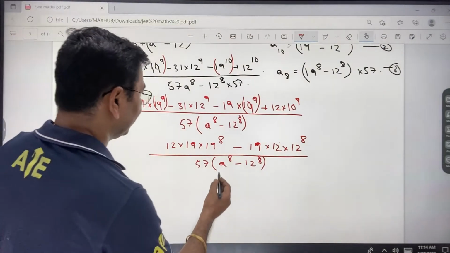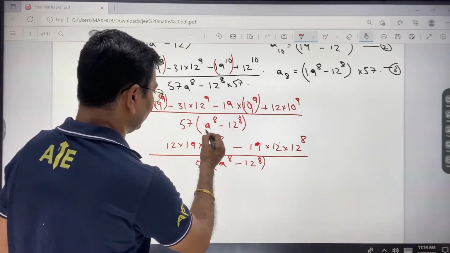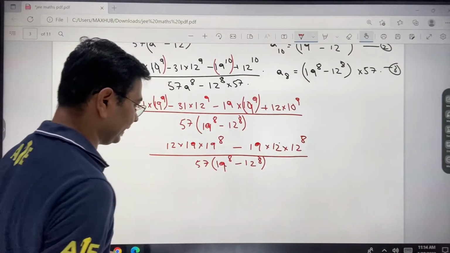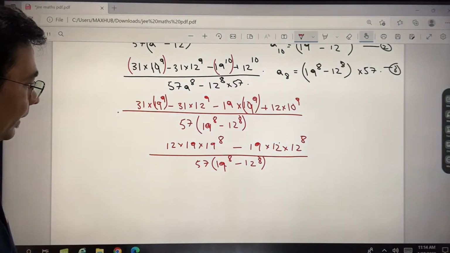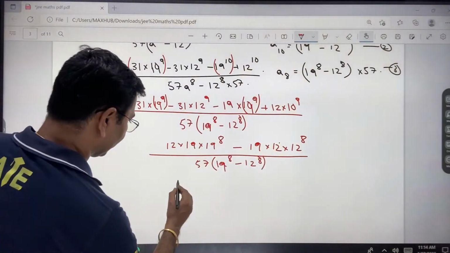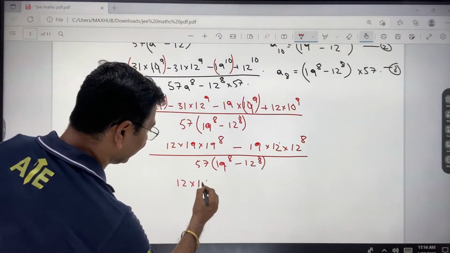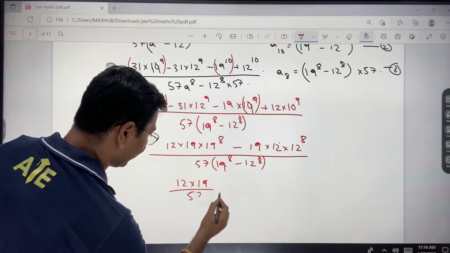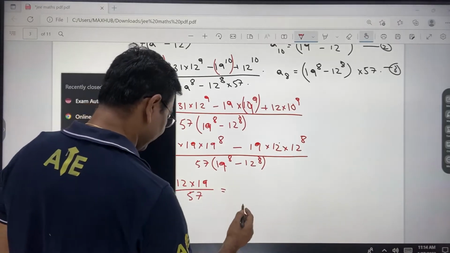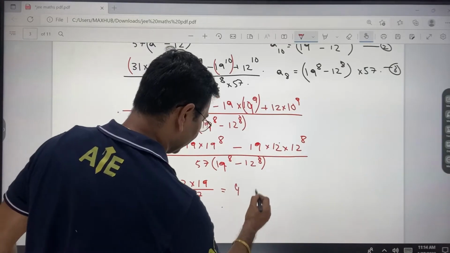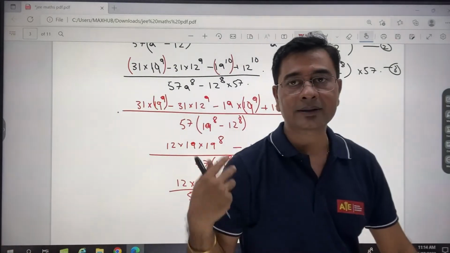Clear? So A is nothing but 19 over here. This is 19 to the power 8. Okay. So now I can take common and I will be left with 12 into 19 on top and 57 below. If we cancel, I will get it as 4.